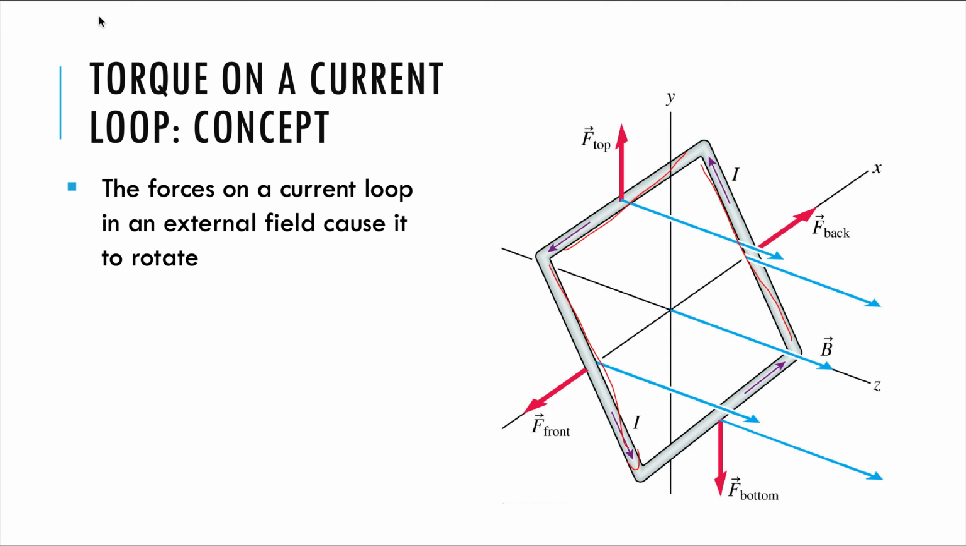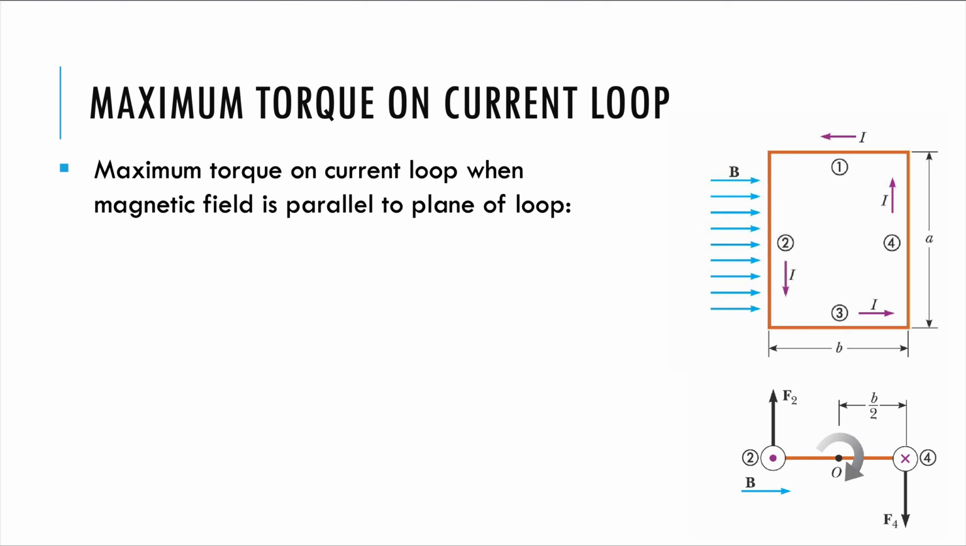It's easier to see that by looking at a loop when the plane of the loop is parallel to the magnetic field. It's a little bit easier to see how this magnetic field and the current are going to allow this loop to rotate. So let's consider the force on each individual wire part of the loop one at a time. Segment 1 over here: the current is to the left and the magnetic field is to the right.